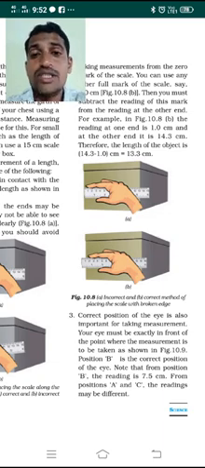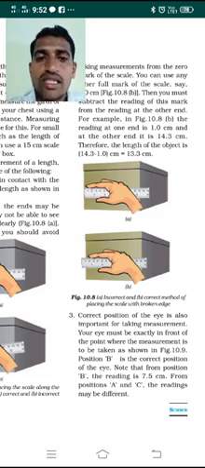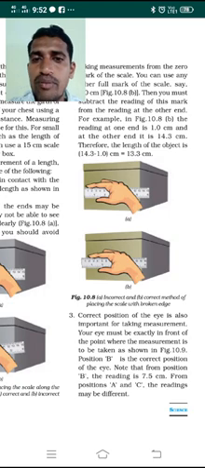So in the same way you have to take the measurement if the end is broken. For example, they have given one example. Suppose the reading at the one end is 1.0 centimeter, meaning starting from 1.0 centimeter onwards you started taking the measurement. The reading at the other end is, suppose, 14.3 centimeter. The reading at the other end of the object is 14.3 centimeter.